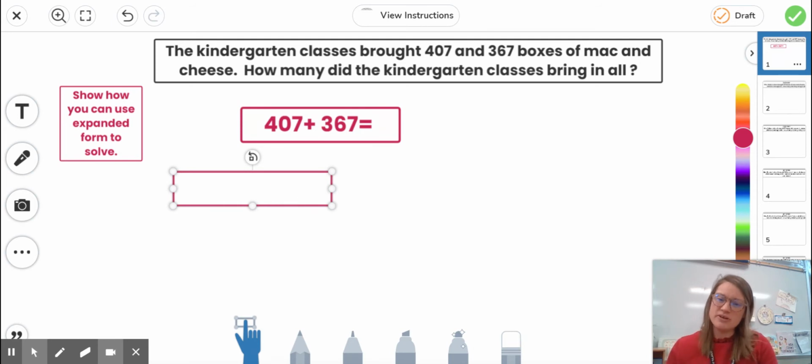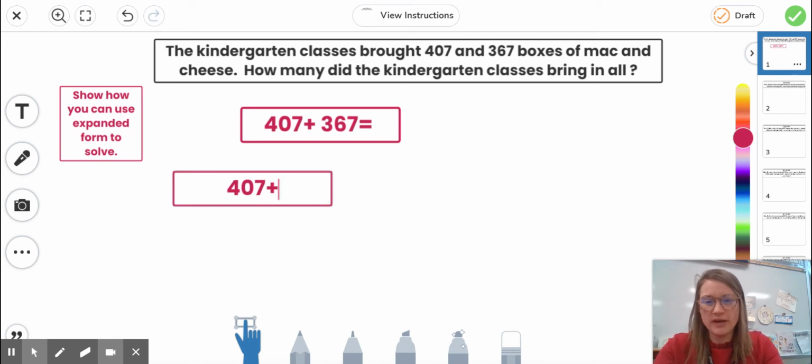So this time when I do expanded form, I know we've done it before where we add all the hundreds, we add all the tens, and we add all the ones, and that is always going to work. But today I want to show you that you can also start with the number that has the greatest value. So 407, and now I'm going to add up by the hundreds, and then I'm going to add up by the tens, and then I'm going to add up by the ones.